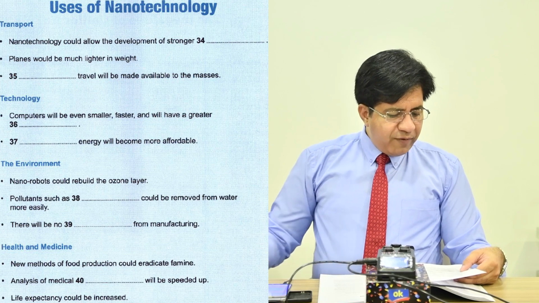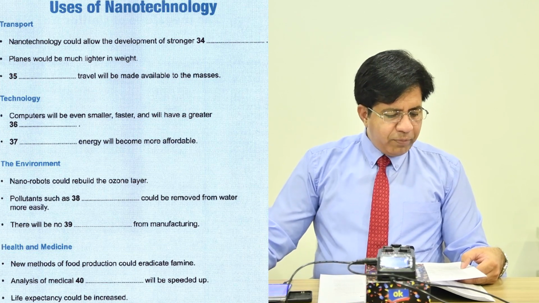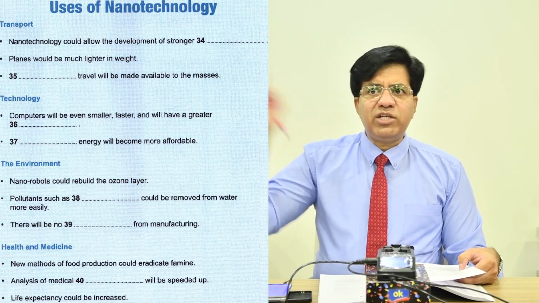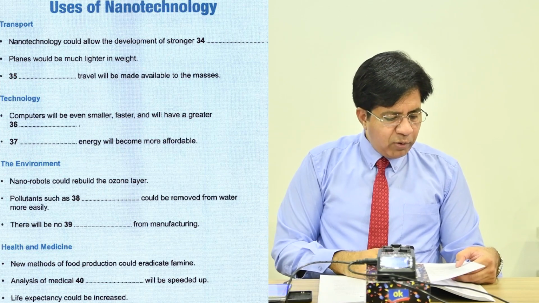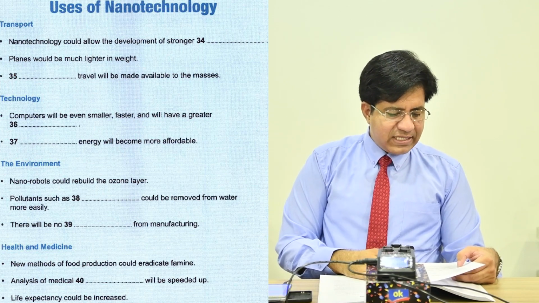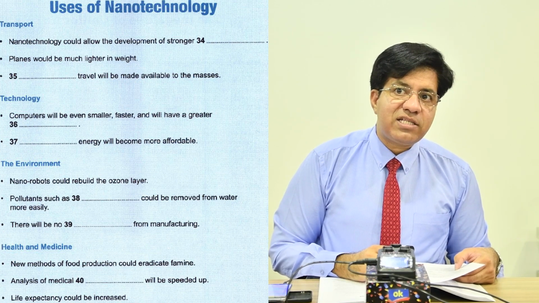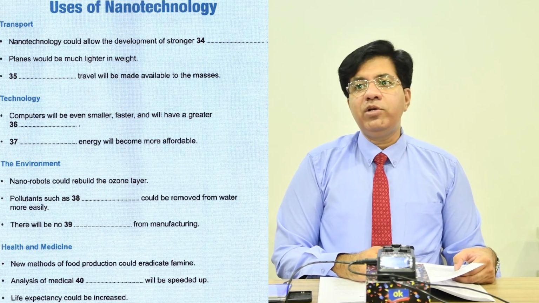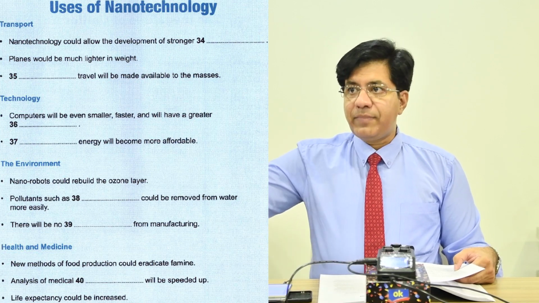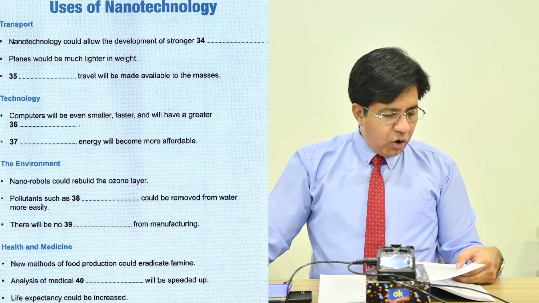Let's go on. Environment. They talked about nanorobots. So just underline nanorobots. You don't need to read that. Okay. Next is pollutants such as. Now listen. Pollutants such as. It means they will tell us about a pollutant. What is a pollutant? That causes pollution. Something that causes pollution is called pollutant.